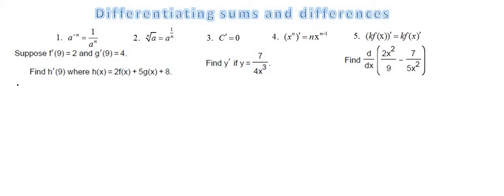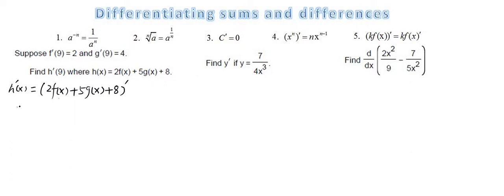We follow the first step. The derivative of h(x) is gonna be the derivative of 2f(x) plus 5g(x) plus 8. So here we have 3 terms. We can follow the sum rule. So we do the derivative for each term.